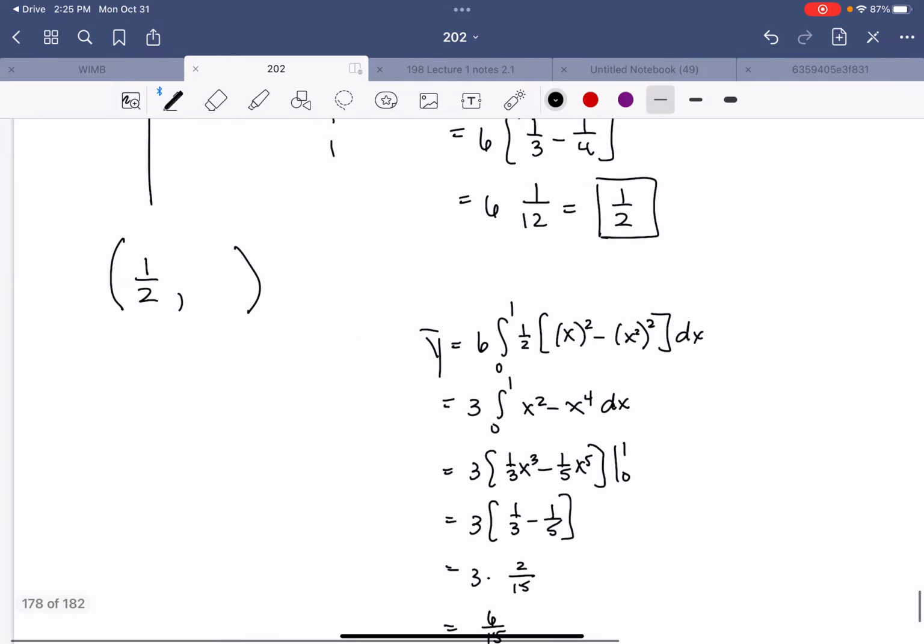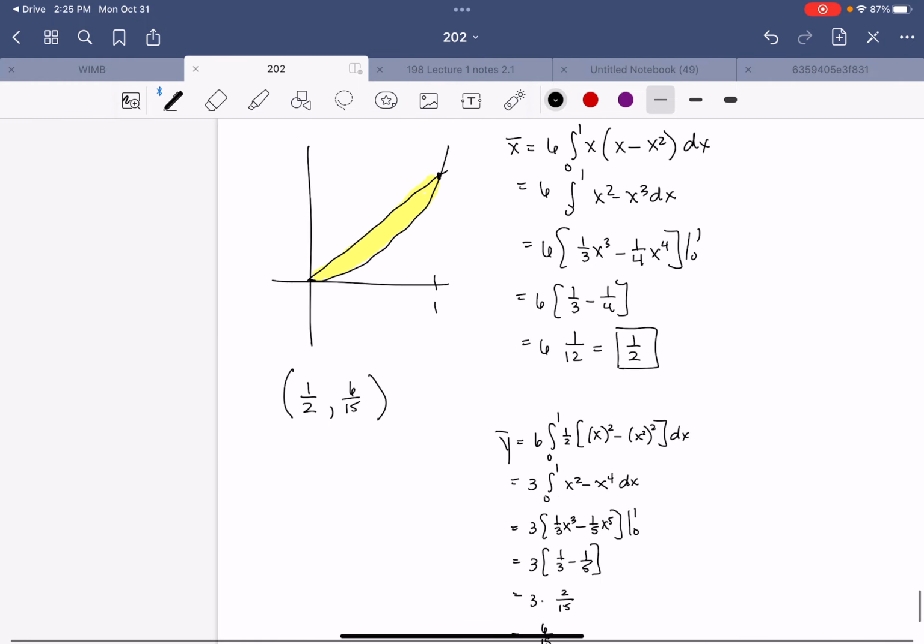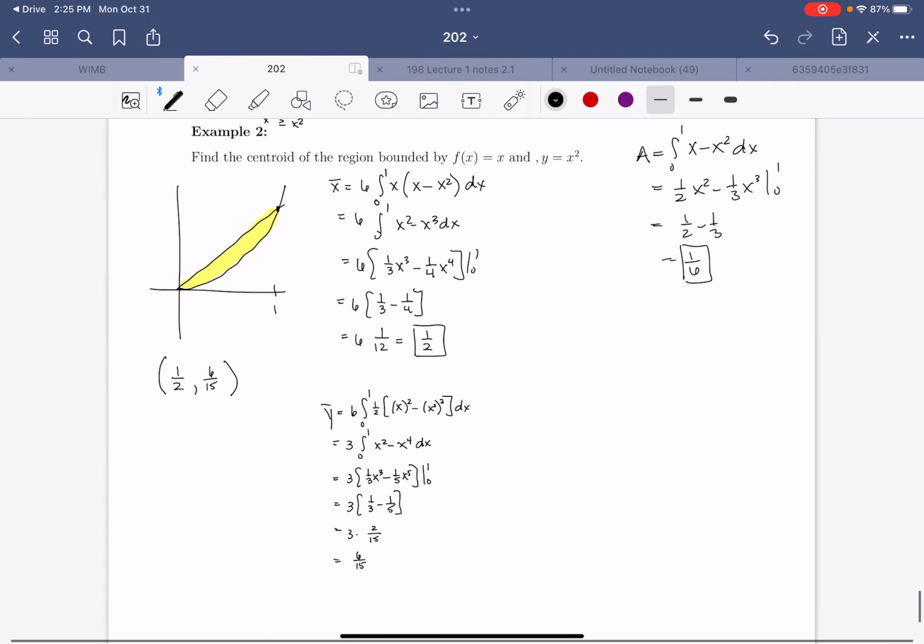And that's my y bar, so that's what goes over here. So when we've got two functions, we just think about subtracting the two of them.